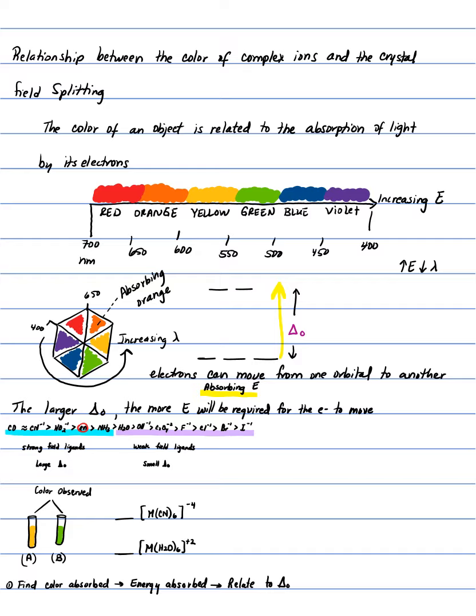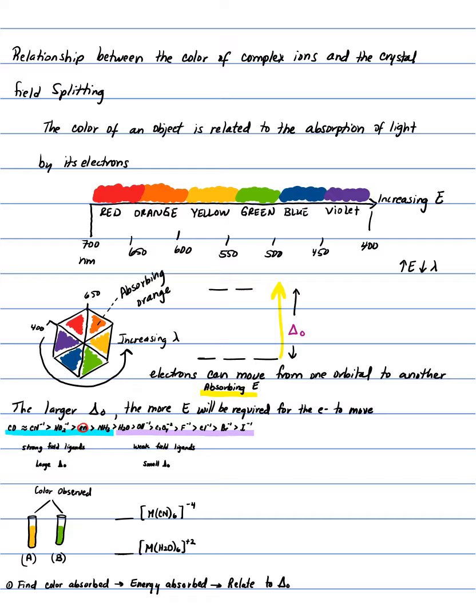There are two things that we're going to be looking at for these coordination compounds. We're looking at the relationship between the color of these complex ions and the crystal field splitting, that amount of energy that we have when the d orbitals are split because of the addition of the ligands to the metal. So let's review some things.